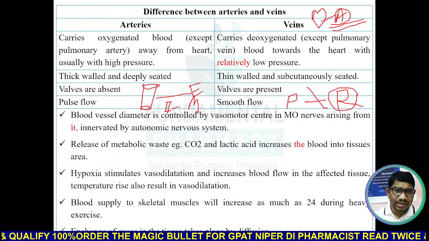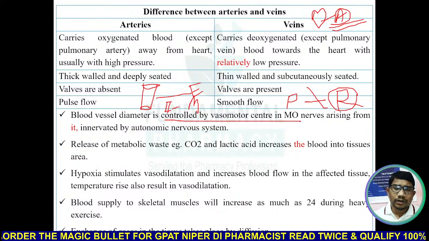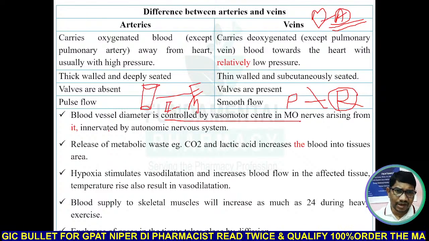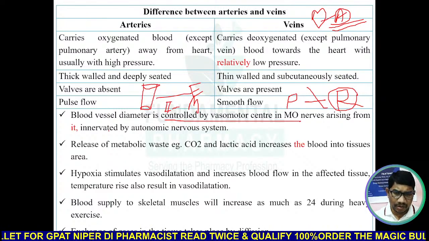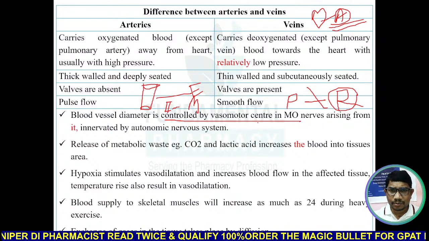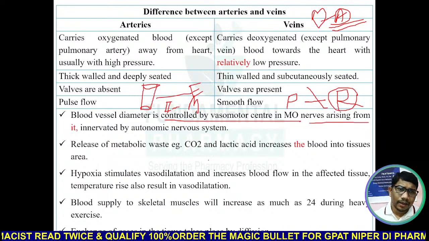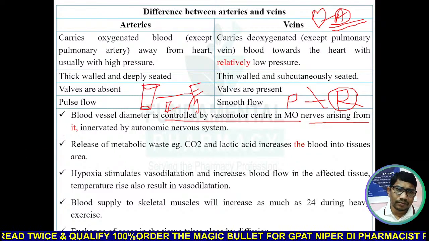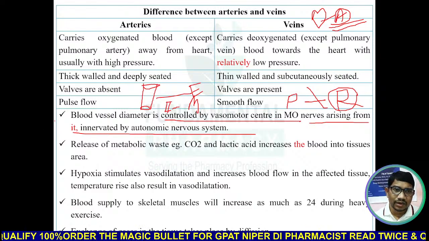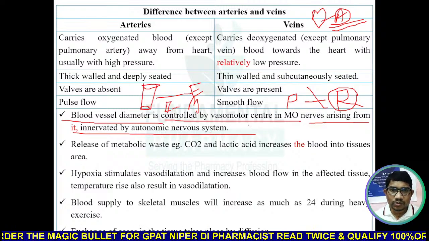Right? So blood vessel diameter can be controlled by the vasomotor center. पर blood vessel का diameter जो है, that is innervated with the vasomotor nerve fibers. The vasomotor center is present in the brain, in the medulla oblongata. The nerves arising from the medulla oblongata, innervated by the autonomic nervous system, are supplied to the blood vessel muscle. The smooth muscles of blood vessels are supplied by the vasomotor center.